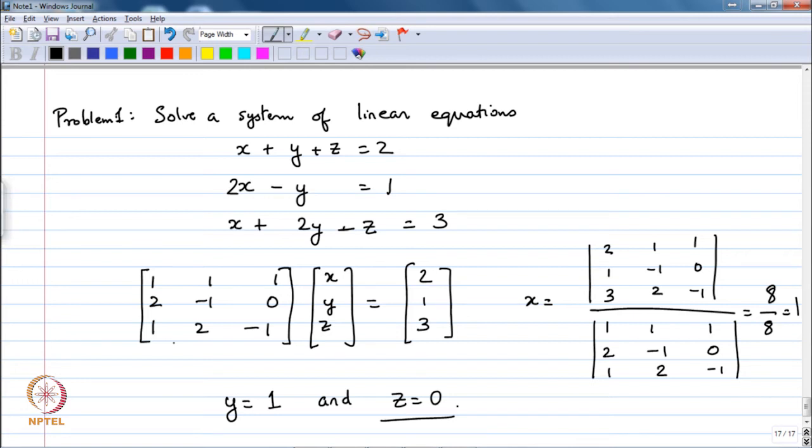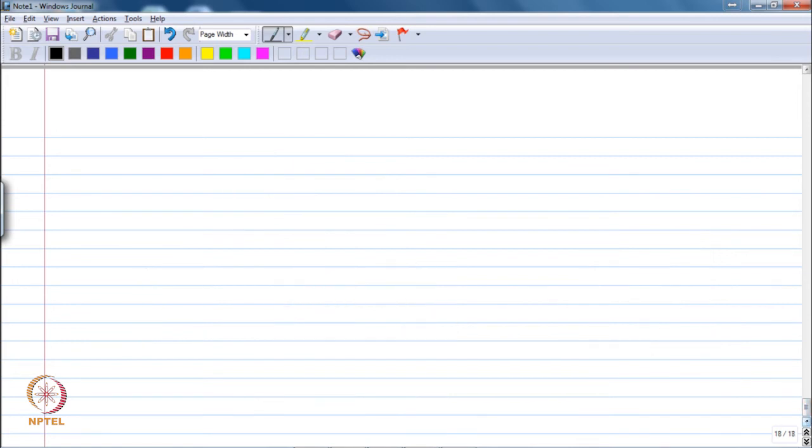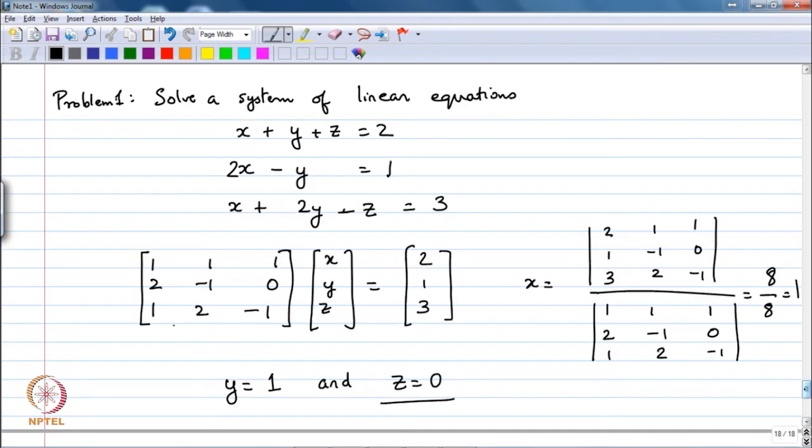You can verify that you get this as a solution: if x is 1, y is 1, z is 0, then x plus y is 2, 2x minus y is 1, and x plus 2y minus z is 3. So this is the solution using Cramer's rule. Before I go to the next problem, let me just mention that you can solve this using Cramer's rule.